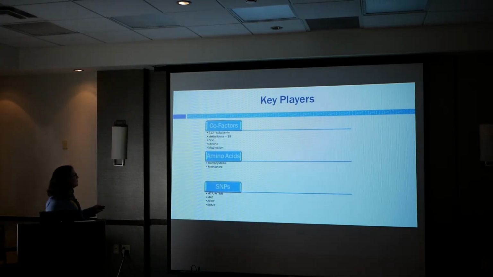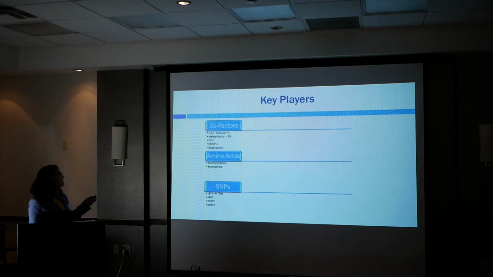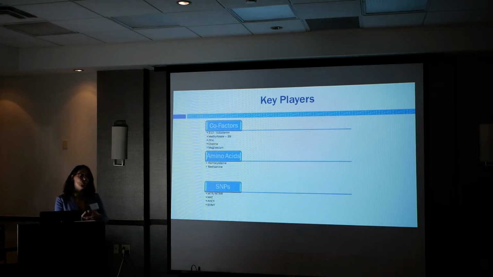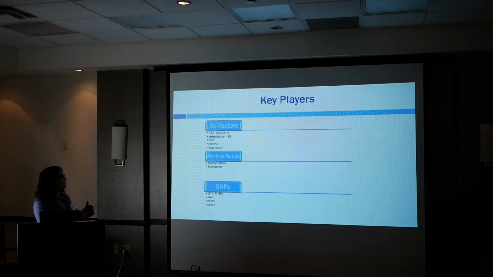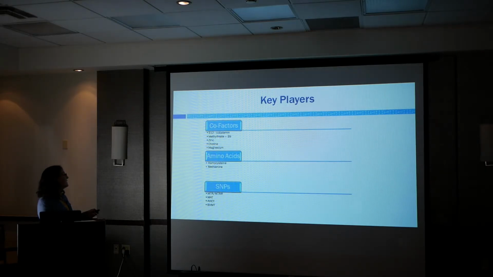Okay, so cofactors for this particular pathway we sort of already discussed, but cobalamin, and depending on the patient's MTR and MTRR status, you're going to determine whether they need more methylcobalamin or hydroxy, and you can sort of look at the interactions between the SNPs to determine that. Methylfolate, zinc, choline, and magnesium.